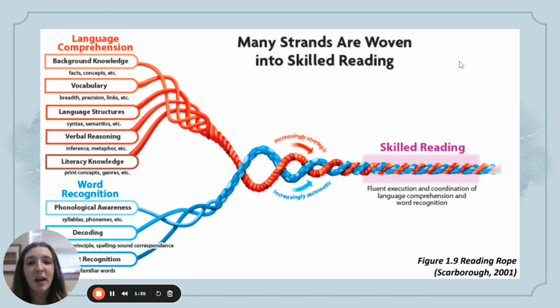And we look at it as this reading rope that Scarborough defined for us. You can see there are the two strands of word recognition and language comprehension, followed with all of their parts and pieces that make those skills up. When they are tightly working together and we see students being increasingly strategic and increasingly automatic in their reading skills, then we say, okay, they are a skilled reader. And again, this is all true.